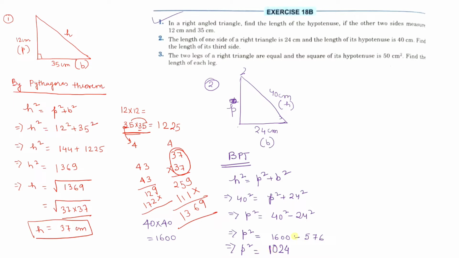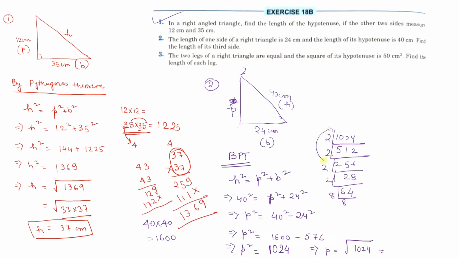Next you have to find the value of p, that is equal to root over 1024. 1024 is an even number, so we can find it by the prime factorization method. 2 fives are 10, 2 ones are 2, 2 twos are 4, 2 fives are 10, 2 sixes are 12, 2 eights are 16, 2 fours are 8, 8 eights are 64. So I am writing it by making pairs.